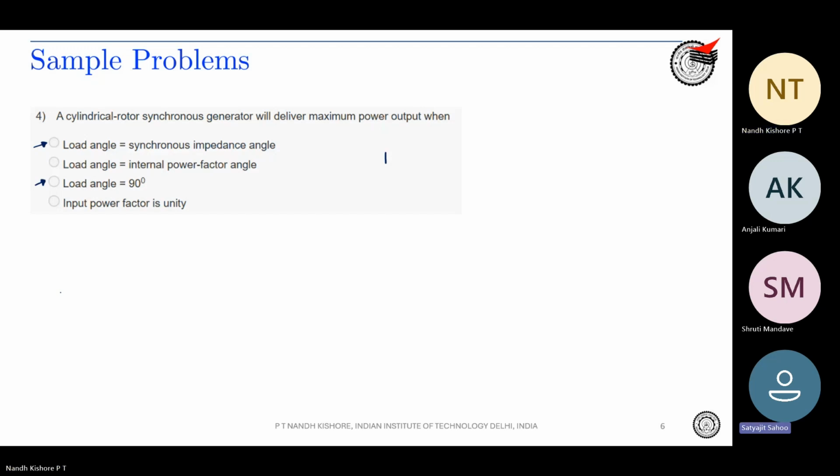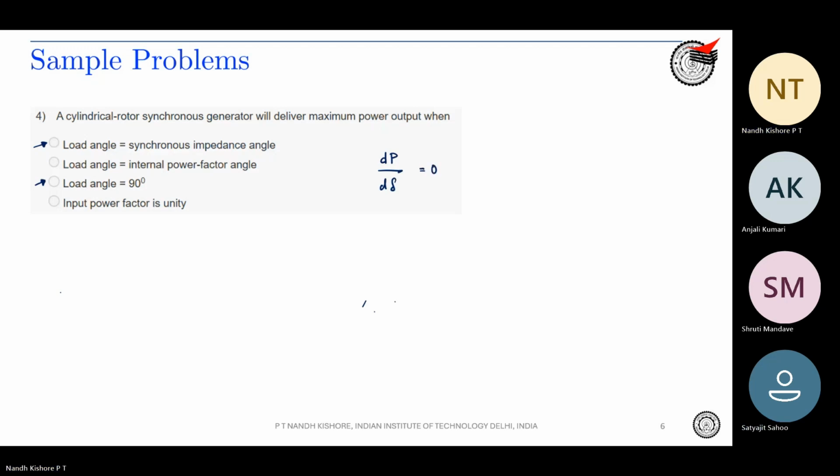Sir, for finding the maximum power, we should keep the derivative of maximum power with respect to load angle equal to 0. So that to get maximum power, we should find theta s minus load angle equal to 0. If we change, then theta s is equal to load angle. That's why basically your answer is dp by d del equal to 0, right?